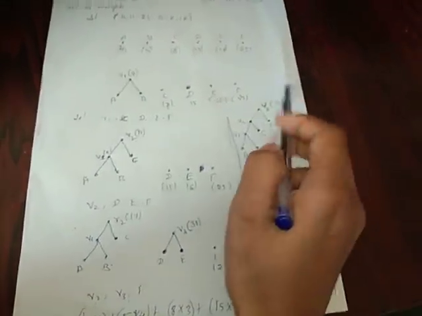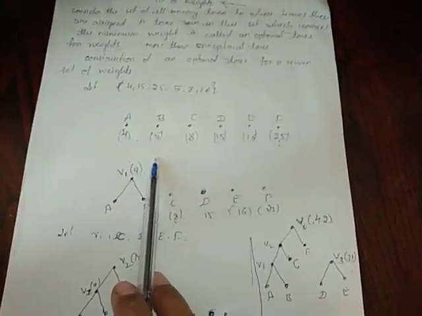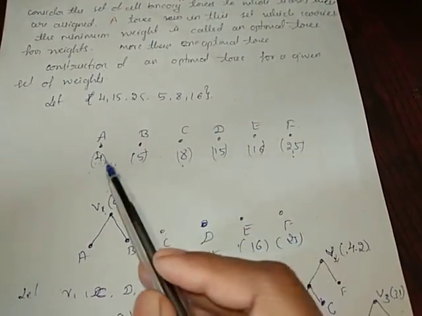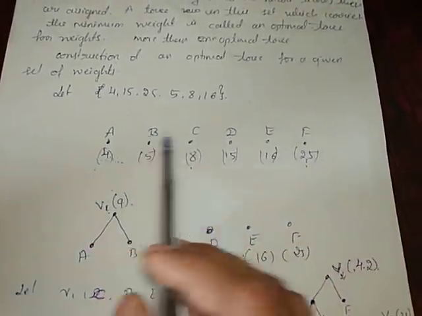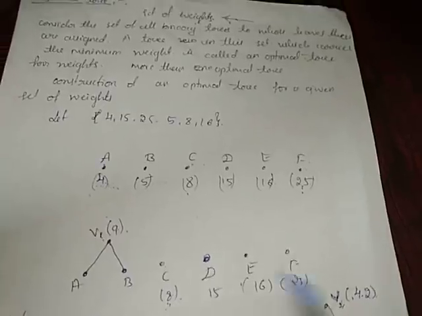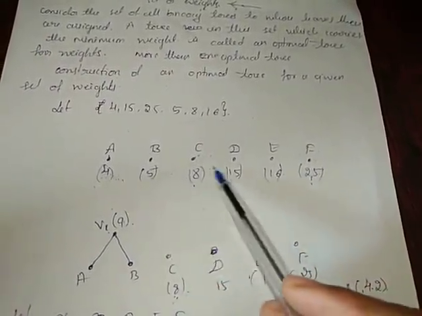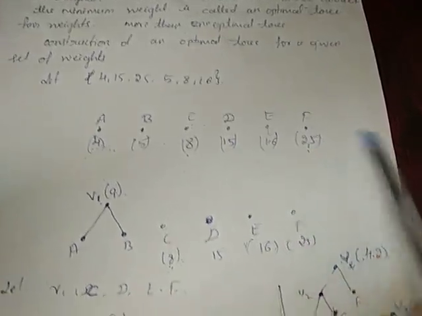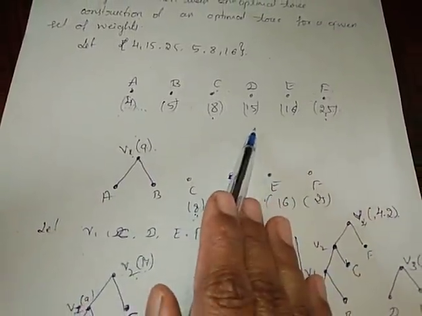So that is how to construct an optimal tree for the given set of weights. I am just explaining once again the construction of the optimal tree here. For the set of weights, we have to arrange the weights in increasing order, and assign vertices to those weights respectively. Here we are giving the vertices A, B, C, D, E, F for the weights 4, 5, 8, 15, 16 and 25.